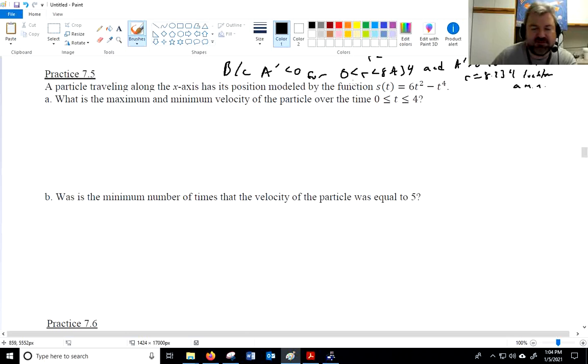All right, so next problem. We have a particle traveling on the x-axis, has its position modeled by the function s of t equals 6t squared minus t to the fourth. Please answer question A and B, and then we'll go over it.